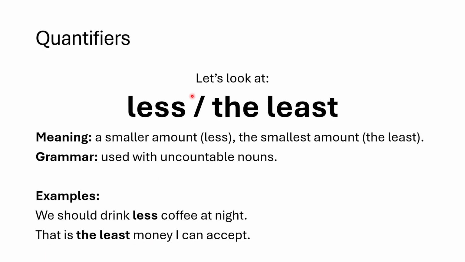Let's look at less and the least. A smaller amount is less, and the smallest amount is the least. They are used with uncountable nouns. Here is how less and the least are used in example sentences. We should drink less coffee at night. That is the least money I can accept.